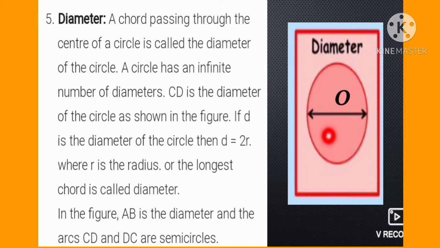Diameter. A chord passing through the center of the circle is called the diameter of the circle. And here a circle has an infinite number of diameters. And also the diameter is twice the radius, that is d is equal to 2r. And here it is called the longest chord of a circle.